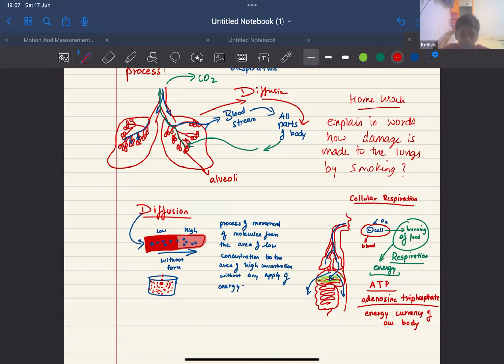Ma'am, in cellular respiration, should we copy the diagram? No, not necessary. You know that I won't be checking your notes, right? If you want to note down the diagram, it's up to you. Write it down however the way you want. It will be useful for you to write the test.